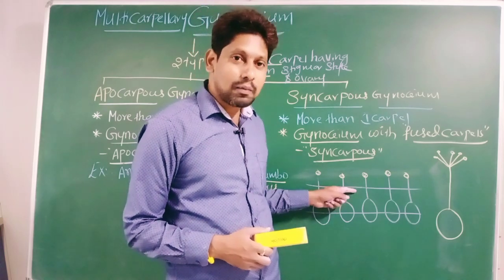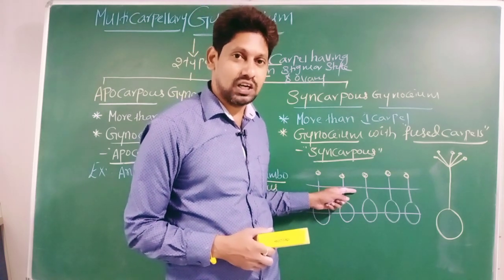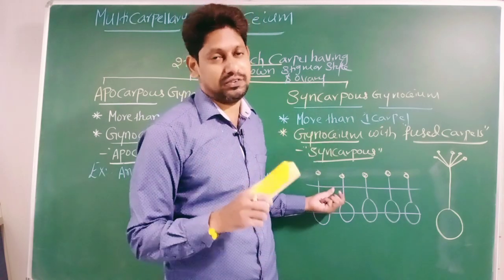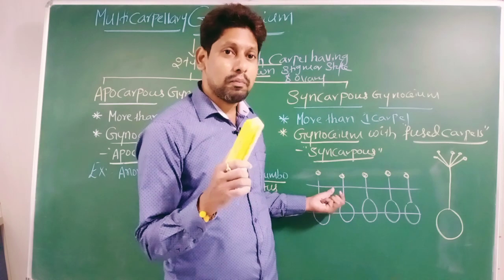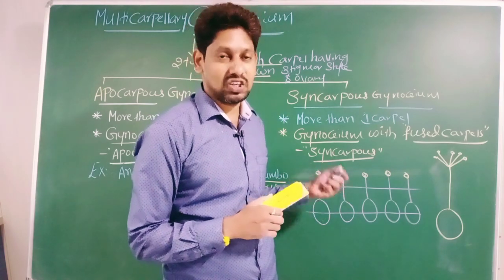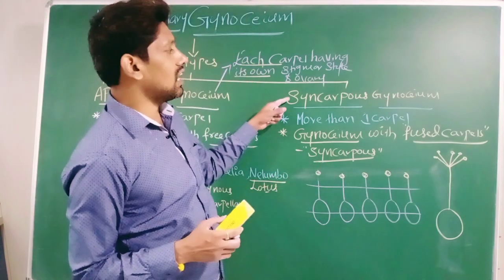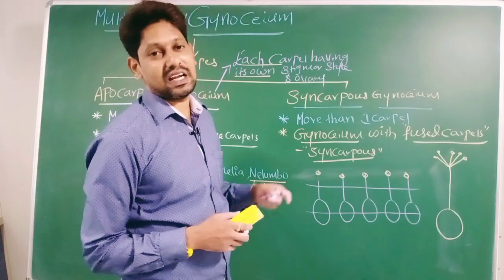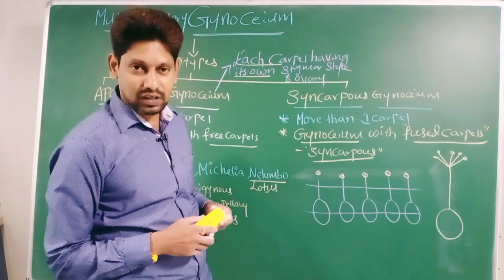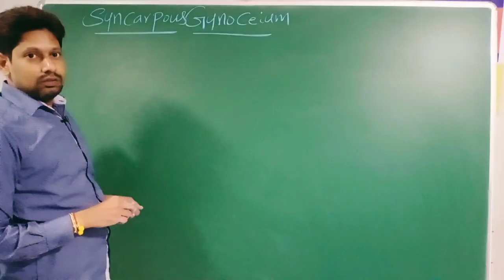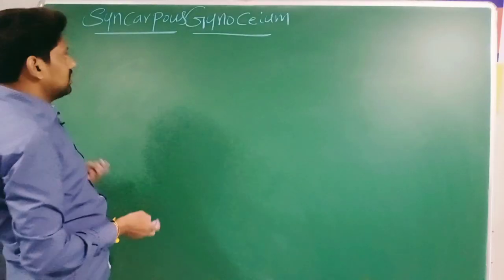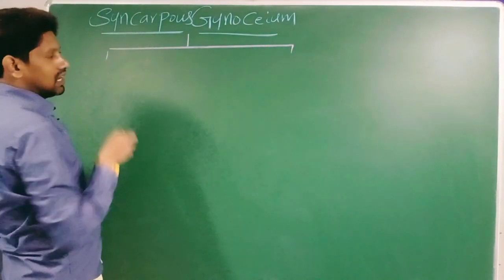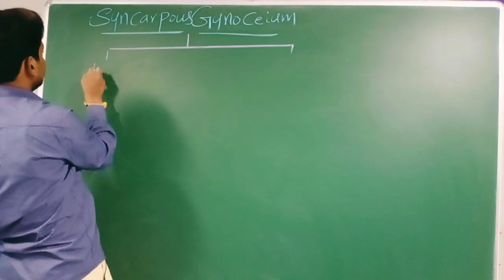It means here carpels are partially fused, not all the parts of carpel are fused. This becomes partially Syncarpus. Therefore, Syncarpus Gynecium is of 2 types. Partially Syncarpus, second one is complete Syncarpus. This is Syncarpus Gynecium, and it may be either partial Syncarpus or complete Syncarpus.